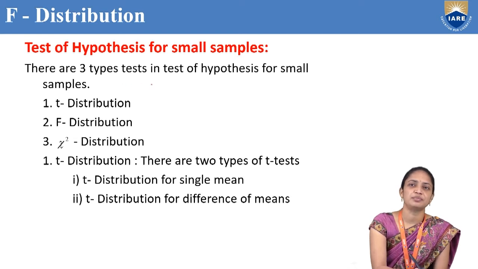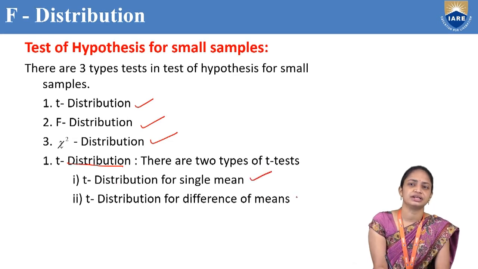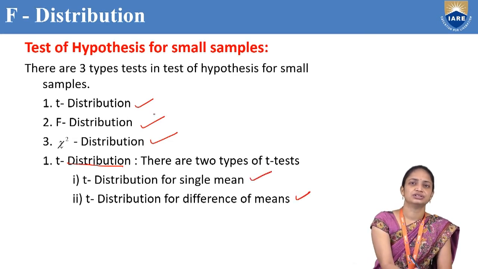In the test of hypothesis for small samples, we have three tests. The first one is the T distribution, the second one is the F distribution, and the third one is the chi-square distribution. In the T distribution, we have two types of tests: the T test for single mean, and the T test for difference of means. Now we will discuss F distribution.